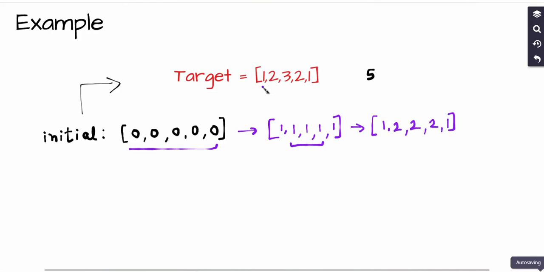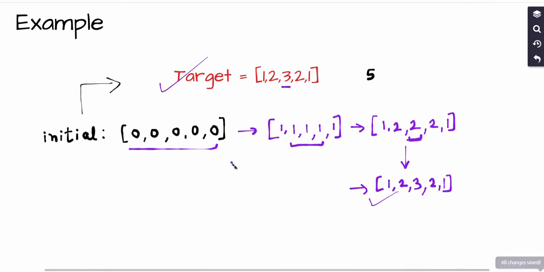Each element in this array was incremented in the first operation, when I chose the entire array. Then you can see that I have integer 3 in the final array, so I have to perform one operation on a subarray containing exactly one element, the third element, giving me the final array as 1, 2, 3, 2, 1. So this is the final array, and this is the same as the target array required.